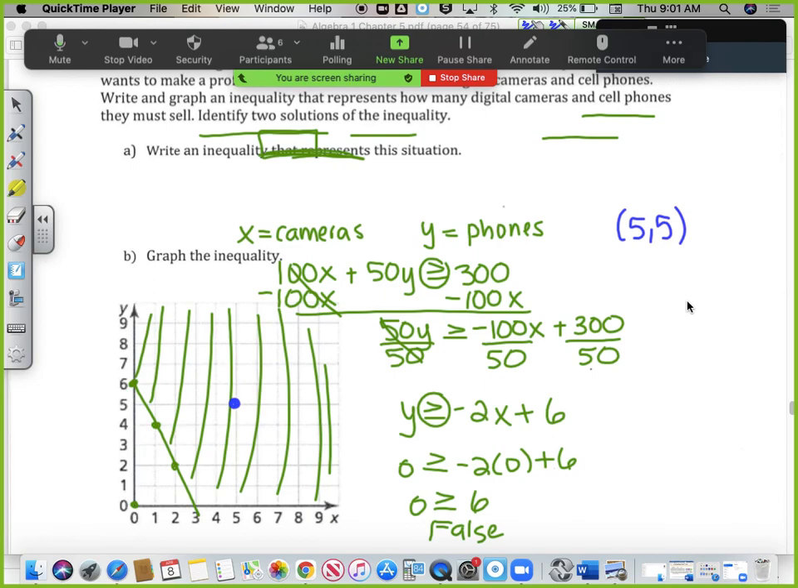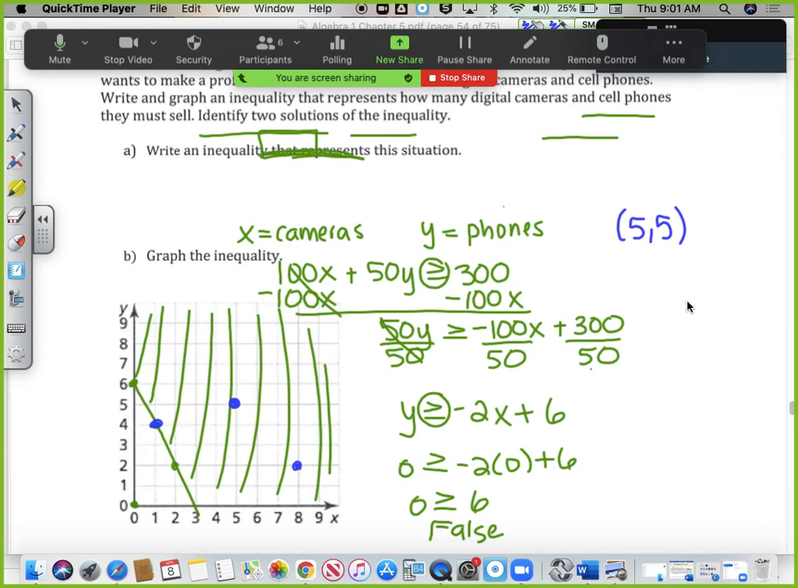And then any other point. I mean, we could choose 8, 2. We could choose anything on the line. This point here will work, which is 1, 4, because that line is solid. So anything on that line, because it's solid, or anything above it, will be a solution to this inequality.